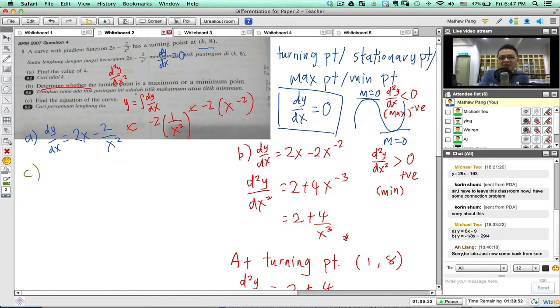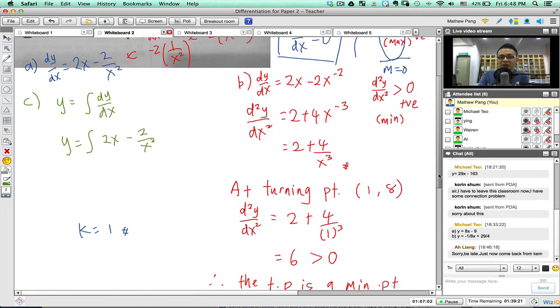Just now I mentioned, in order to find the equation of the curve, one of the ways is to straight away integrate the dy dx. So in order to get y, I must integrate dy dx. Over here, I have my dy dx, which is 2x minus 2 over x squared. So I'm going to integrate this in order to get the equation of the curve.